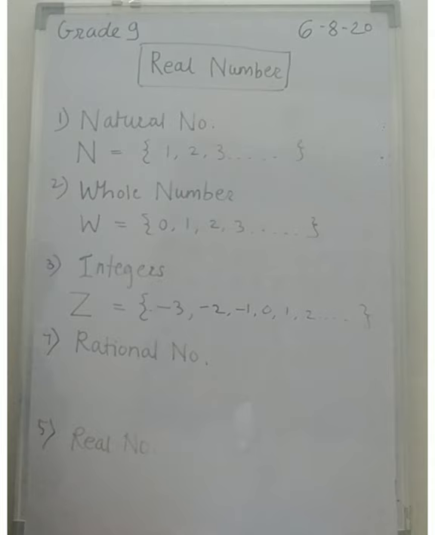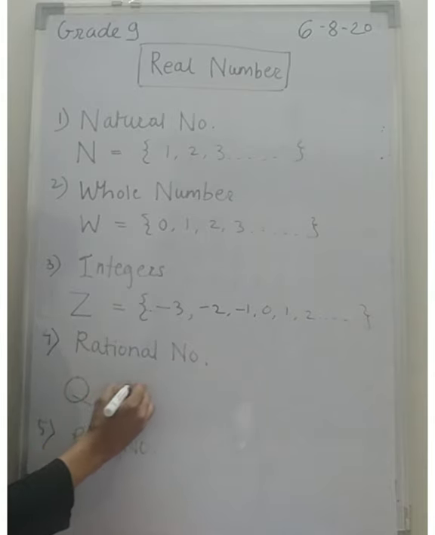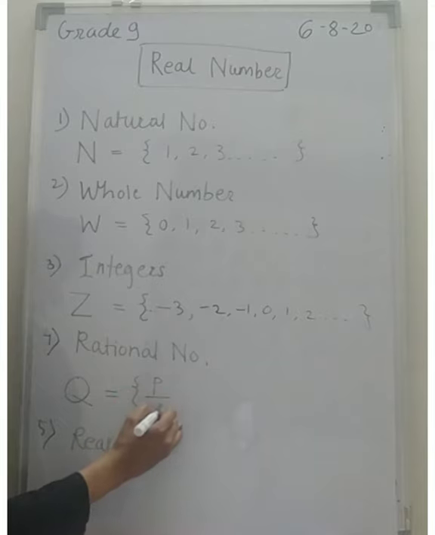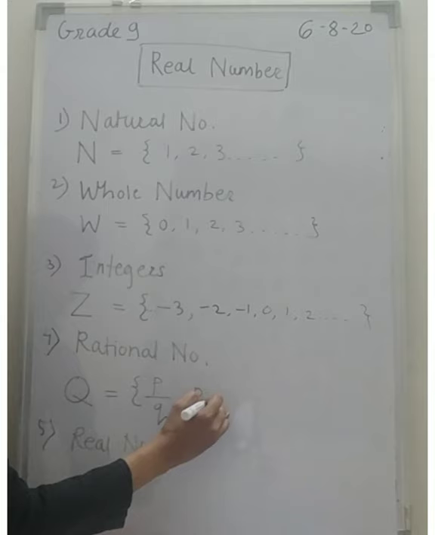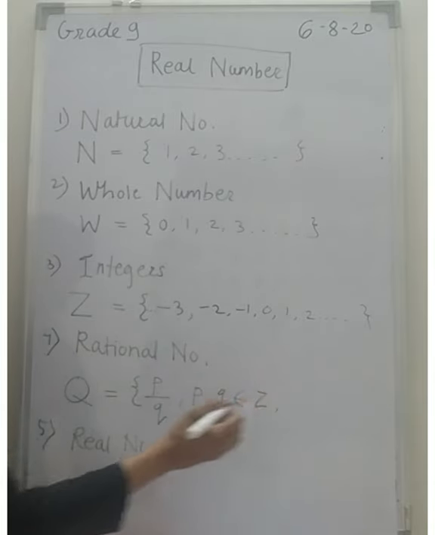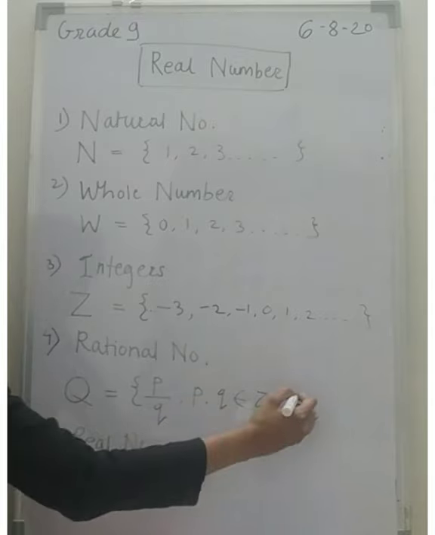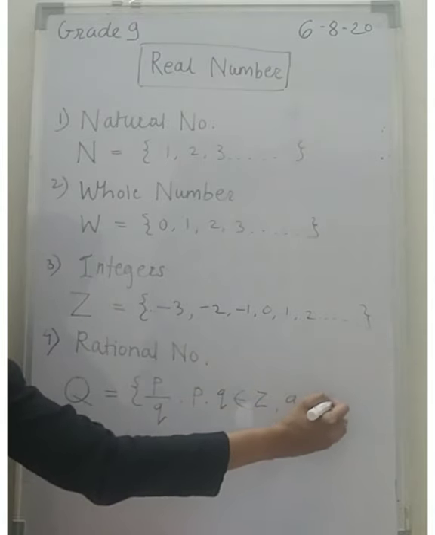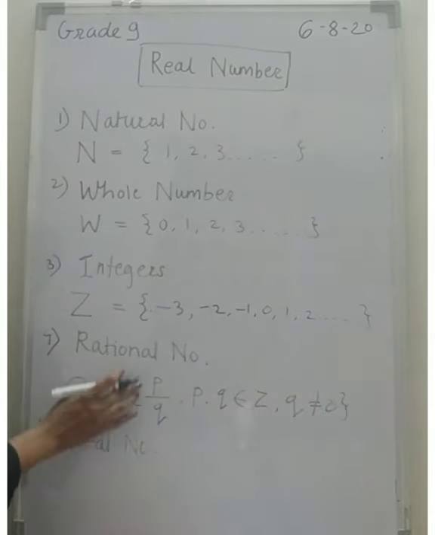Now if I ask you to write the set of rational numbers, how will you write it? It is always denoted as Q, capital Q, which is the set of all p upon q such that p and q both are integers. Okay, but this value of q is never equal to 0, because 4 upon 0 we cannot write like that.